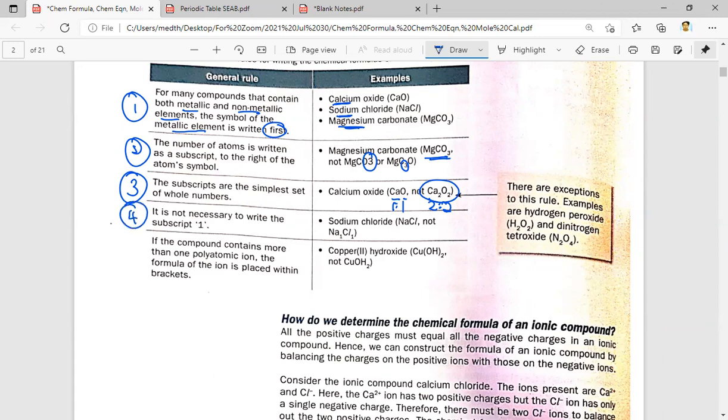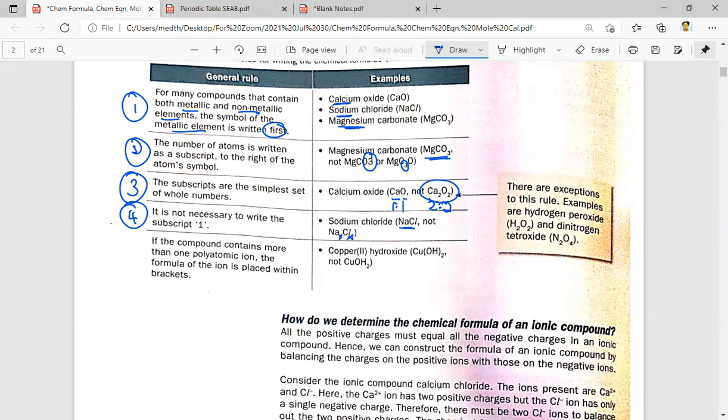Fourth point, what do we have? It is actually what I mentioned before, it is not necessary to write the subscript 1. So for example, sodium chloride is Na1Cl1 to say it's made of one sodium atom and one chlorine atom bonded together. But whenever you got a 1 like this, we will actually not write it down. So our formula is NaCl.